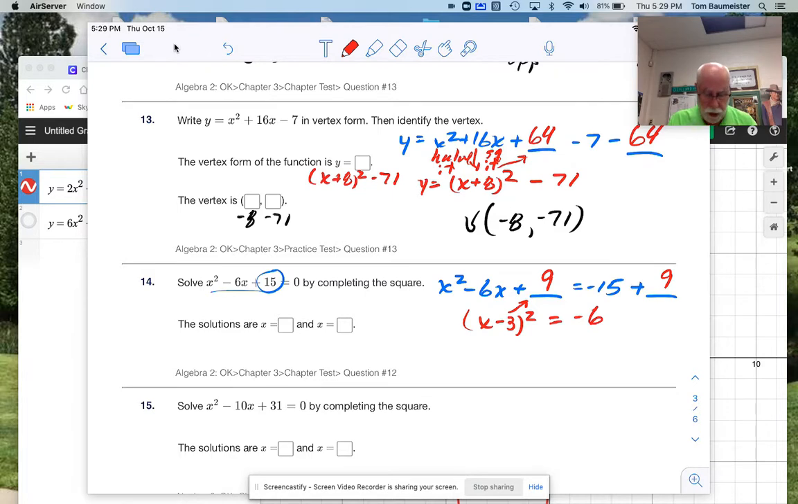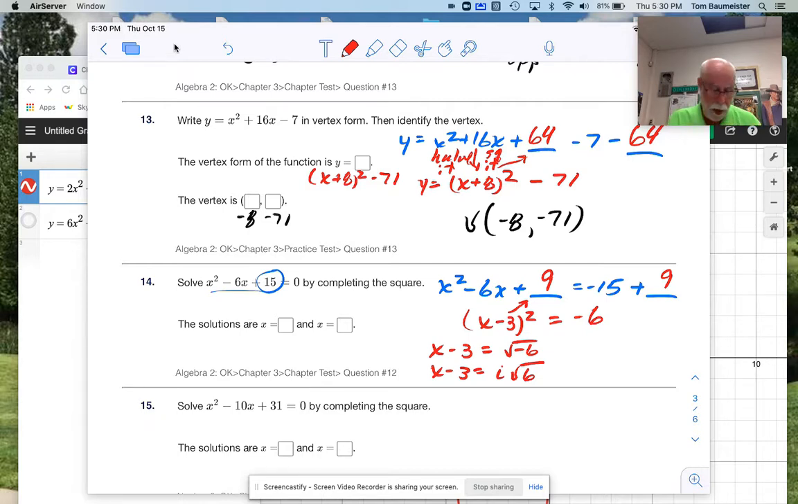So now remember, we're solving for x. So to get rid of a square, we're going to square root it. So I'm going to have x minus 3 is equal to the square root of negative 6. So now what did I just tell you, ladies and gentlemen? When I see a negative under the radical, I'm going to write this as x minus 3 is equal to i root 6. Okay, because remember, i is equal to the square root of negative 1.